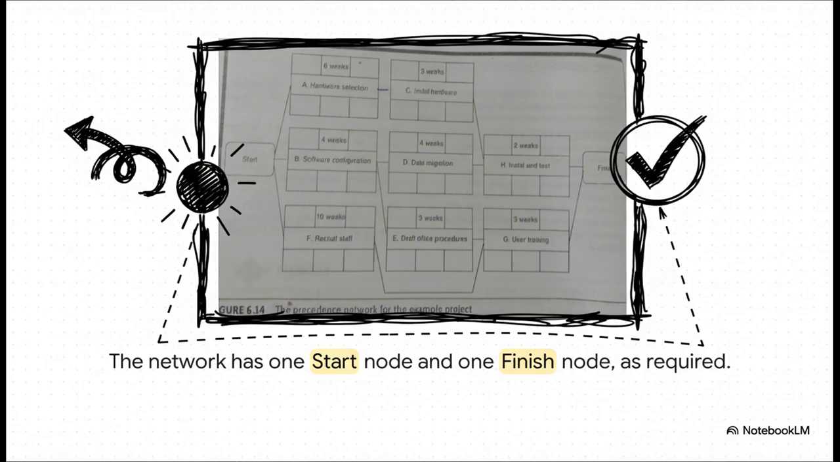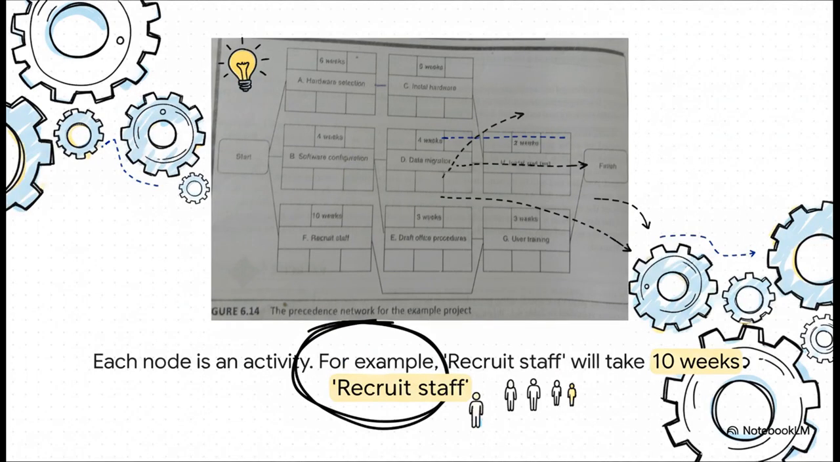So first things first, let's just look at the overall structure. See how it's perfectly framed? There's one single unambiguous start on the far left and one single finish on the far right. That's rules 1 and 2, checked off perfectly. Now, each of these boxes, or nodes, that's a specific piece of work that needs to get done. And right inside each box, you can see the activity name and how long it's expected to take. For example, activity F, recruit staff, well, that's a big one. It's estimated to take a full 10 weeks.